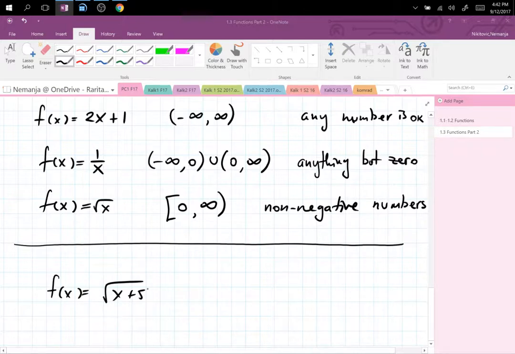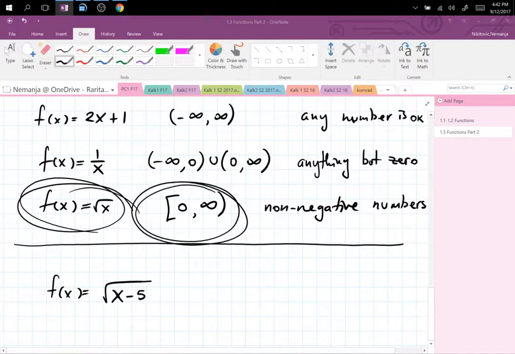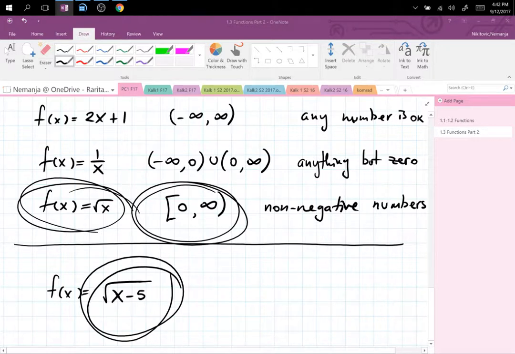Is the domain, x minus, let's go x minus 5. So is the domain still okay to be 0 to infinity? And the answer is no. If you try to plug in 0, what happens? 0 minus 5 is negative 5, and we are not supposed to take a square root of a negative number, right? So for the default state, that's the answer. As soon as you modify it a little bit, everything changes.